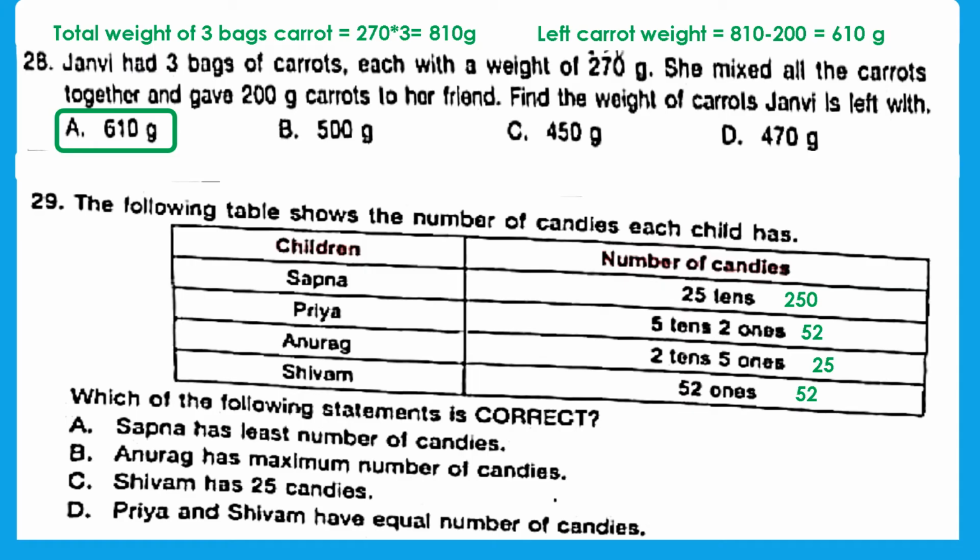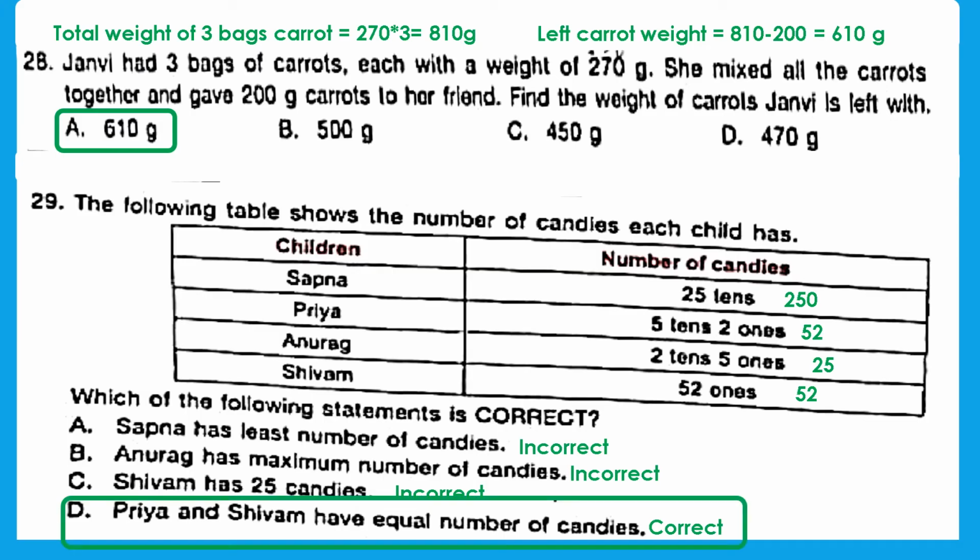Now which of the following statements is correct? A. Sapna has least number of candies. That is absolutely wrong because she has maximum number of candies. So it is incorrect. B. Anurag has maximum number of candies. It is also incorrect because Anurag has least number of candies. C. Shivam has 25 candies. Absolutely wrong. Shivam has 52 candies. This is incorrect. D. Priya and Shivam have equal number of candies. Now this is correct because both Priya and Shivam have 52 candies. So D is the right answer for us.